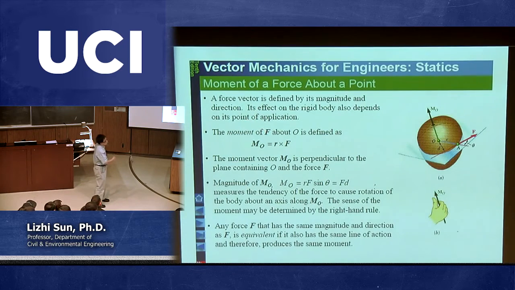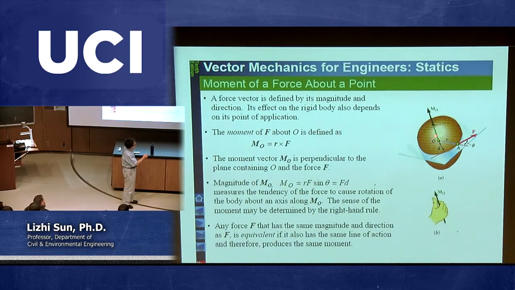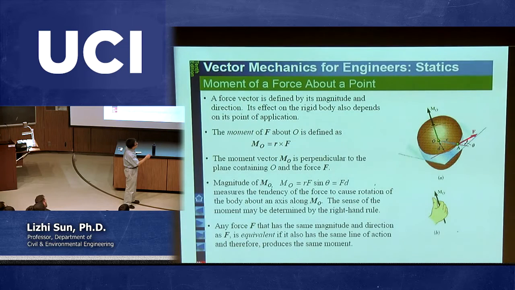And then what is R? R is the distance vector. This is a vector, right? Distance vector from the point you want to calculate the moment on to the point the force is applied. So that's it for this one. This R is from O to A. If from O to A, then you're going to use A subtract O.